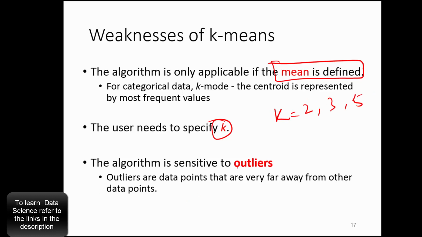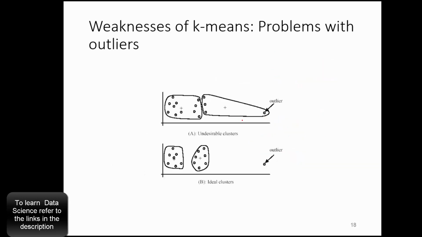The algorithm is very sensitive to outliers. That means when you have extreme observations, observations which are very different from the rest of the observations, very far away from other data points, then the algorithm doesn't perform well. We'll take an example to show you how that affects it.